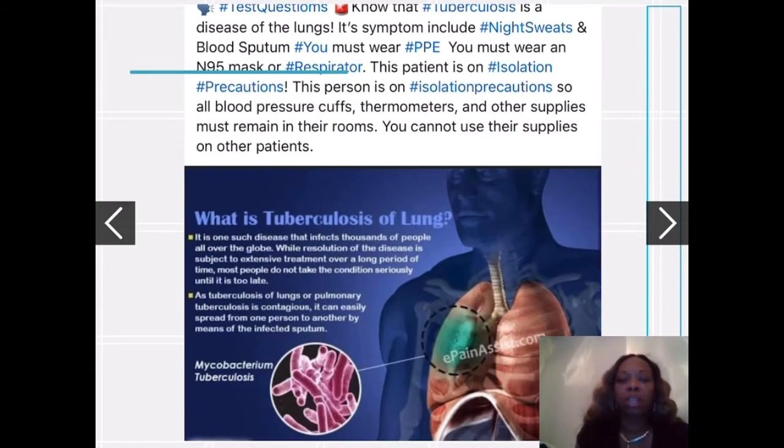You need to know that tuberculosis is a disease of the lungs. Its symptoms include night sweats and bloody sputum. You must wear PPE when you're taking care of a patient that's been diagnosed with tuberculosis. You must wear an N95 mask or a respirator. You cannot wear just a regular face mask. The patient is on isolation precautions. Remember, when they are diagnosed with TB, they're in a negative pressure room. So all blood pressure cuffs and thermometers and other supplies must remain in their rooms. You cannot use their supplies on other patients when the patient is in isolation.